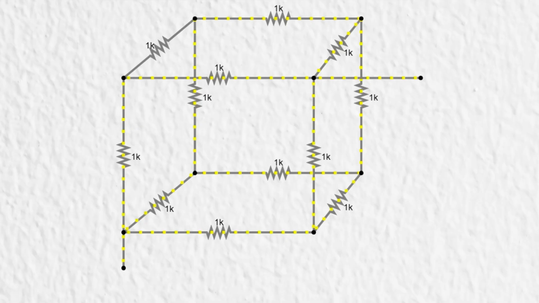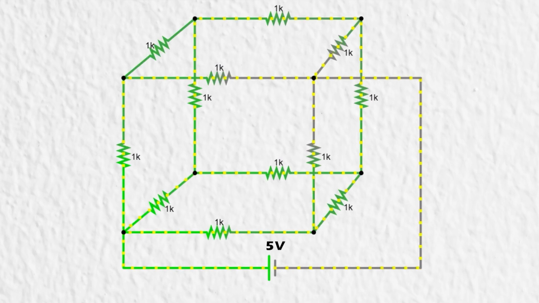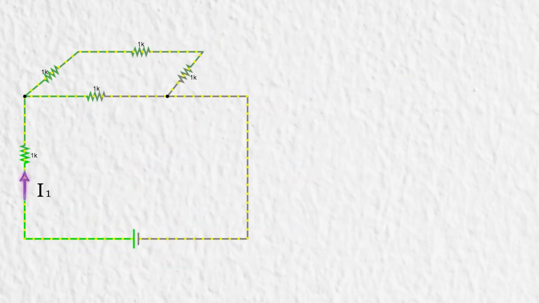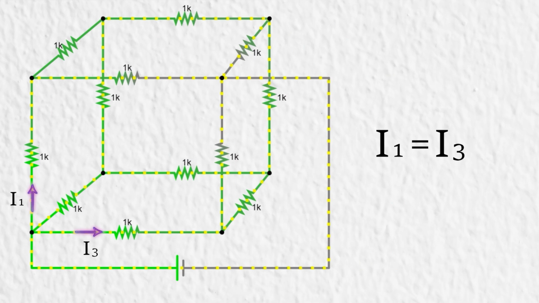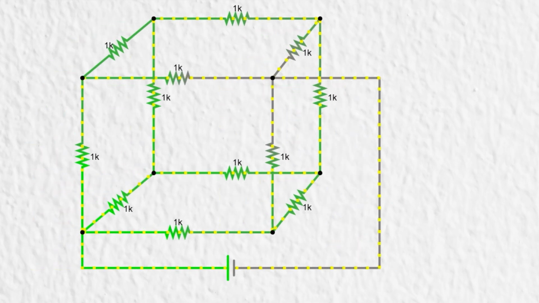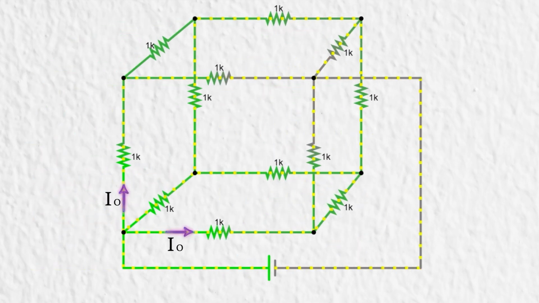Approaching the question the same way as previously, we connect a 5 volt source across the face diagonal. This point is at 5 volt and this point at 0 volt. Current I splits as I1, I2, I3. The resistance circuit ahead of the I1 current branch is similar to that ahead of the I3 current branch. We can take I1 equal to I3 equal to I0. Therefore, I1 and I3 are equal.